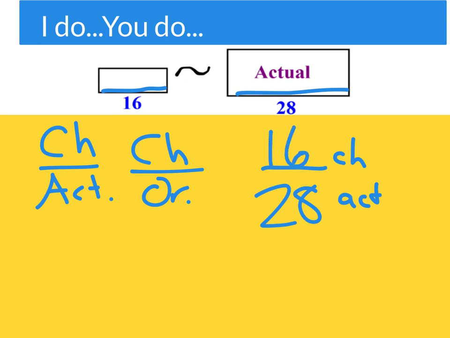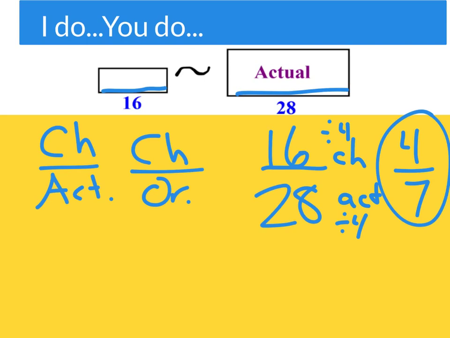We shrunk it proportionally. Now I could simplify that. I see that 4 goes into both of them, so I'm going to divide by 4 on both of them. And that will change it into 4/7. So we have a scale factor in this case of 4/7. That's how it's shrunk.